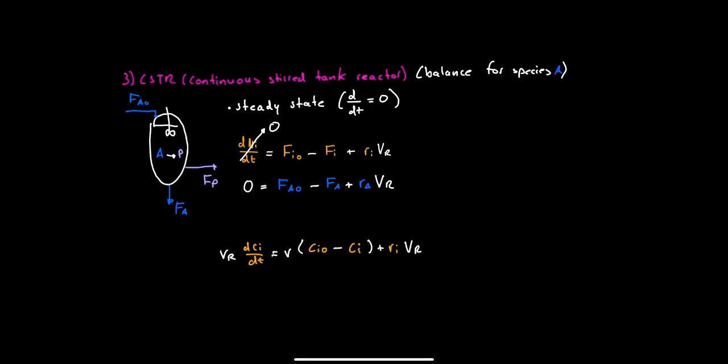And if we transfer it to the other expression, here the change of the concentration with respect to time is going to be 0 because we have a steady state, and this will result in 0 being equal to the volumetric flow rate times, in parentheses, the concentration CA0 minus CA, plus the reaction rate of the species A times the volume of our reactor.